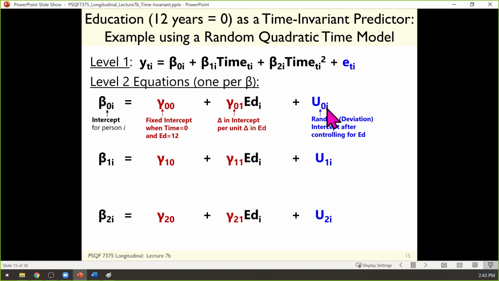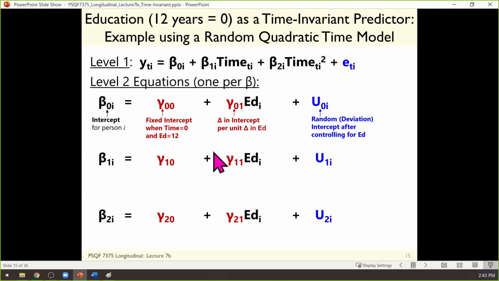And then likewise, U0 is because we're predicting beta 0. This is now the deviation of each person's intercept from the one that is predicted by the model's fixed effects. So after controlling for your education, how does your intercept differ from the one that's predicted for you? To the extent that education matters, the variance of the U0s, our random intercept variance, should be lower after including education than before. Okay, with me so far?